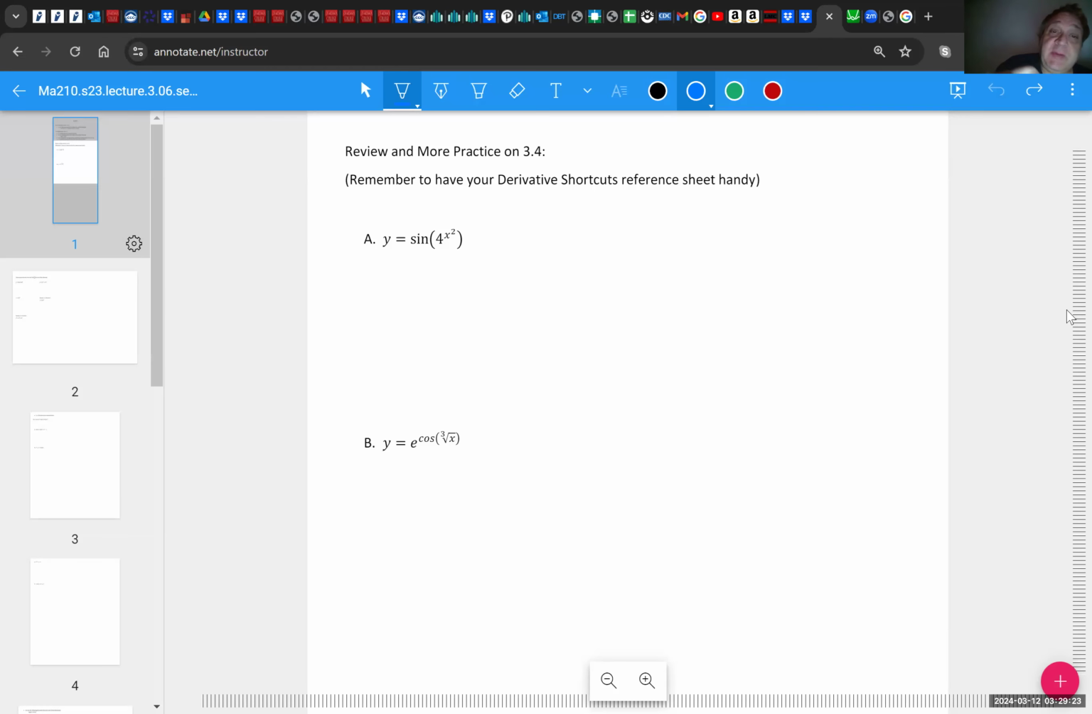All right, so for example A, I'm going to be finding the derivative. The output variable is y, the input variable is x, so I'm going to be finding dy/dx. And this is sine of some stuff, sine of a thing. So the derivative of sine of a thing is cosine of that thing times the derivative of that thing. In this case, the inside thing is 4 to the x squared. So I'll write that in each of those places there.